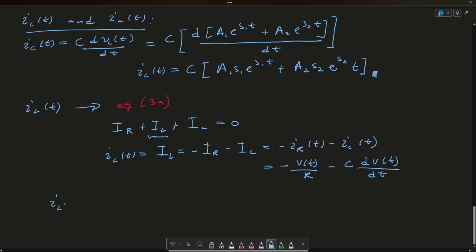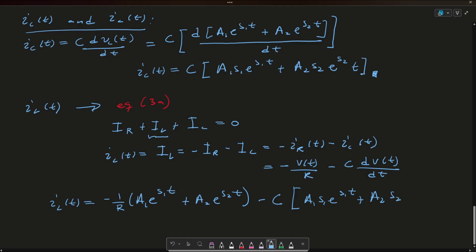So then IL of t is simply equated to minus 1 over R times A1 e to the S1t plus A2 e to the S2t, minus C dV of t over dt, which we just found up here. So we know that this becomes A1 S1 e to the S1t plus A2 S2 e to the S2t. And that completes the second proof.